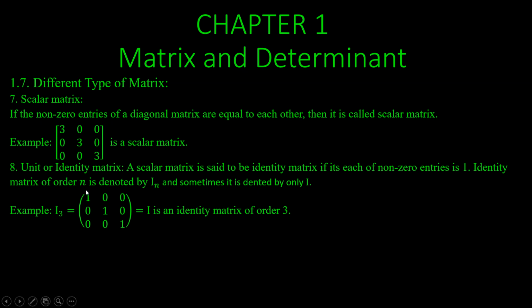And since the number of rows and the number of columns are equal to each other, and the number of rows is 3 and the number of columns is 3, the order of this matrix is 3.